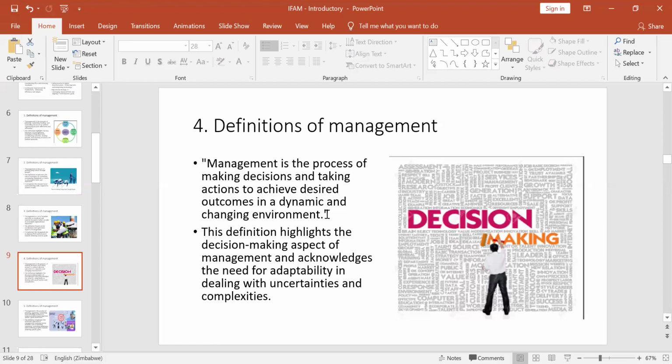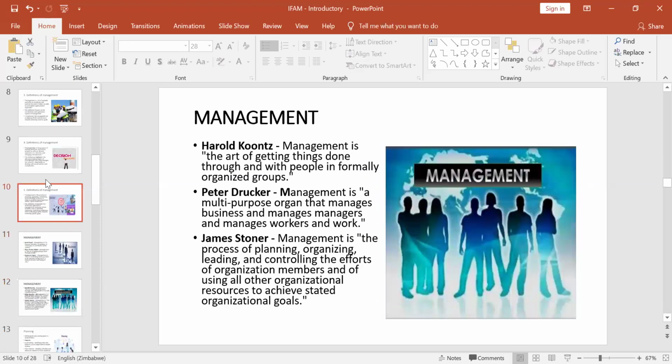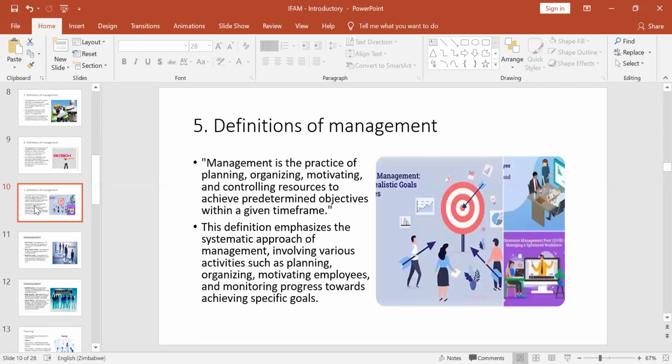We are also going to look at management and the business environment at some point. Then you will see how volatile the business environment can be. Where am I? This one? No, the decision making, we have covered this one.